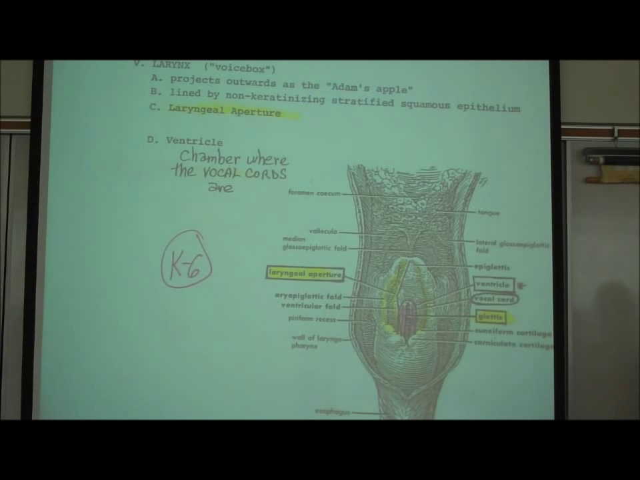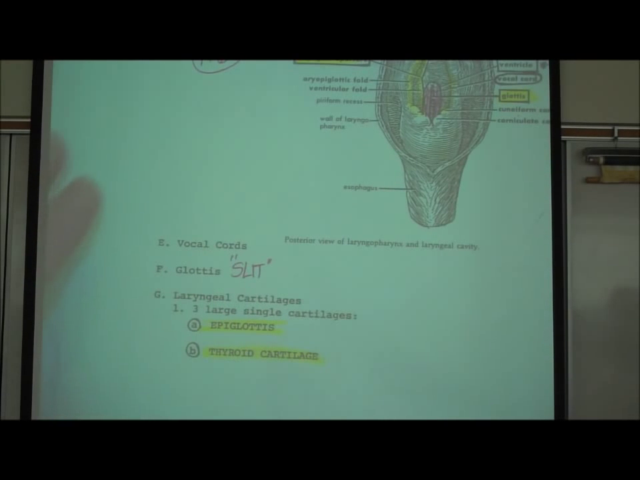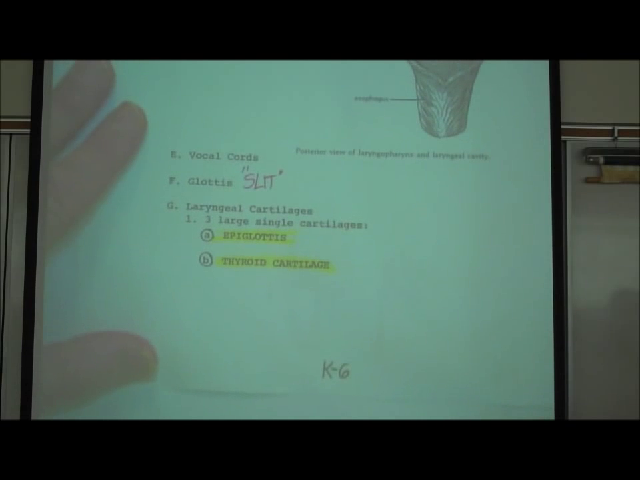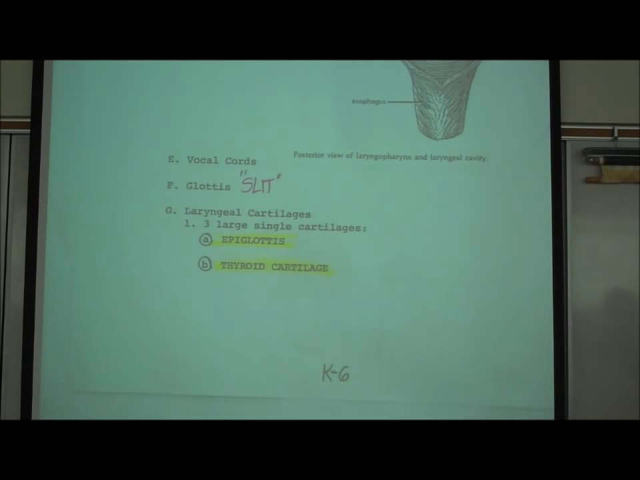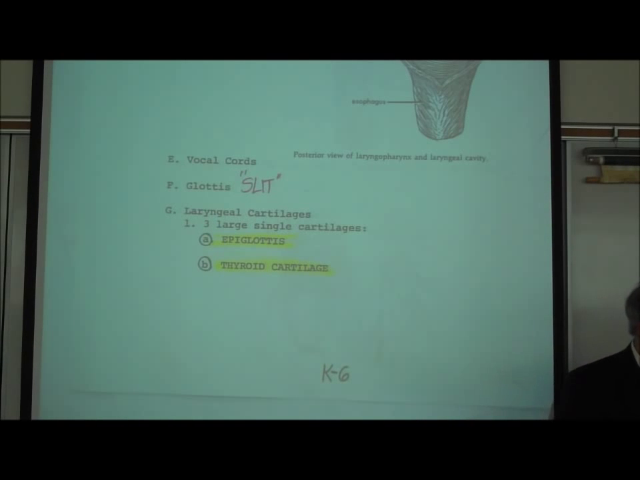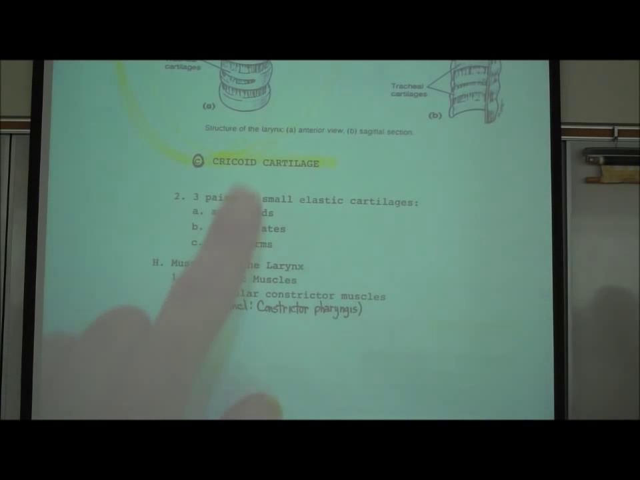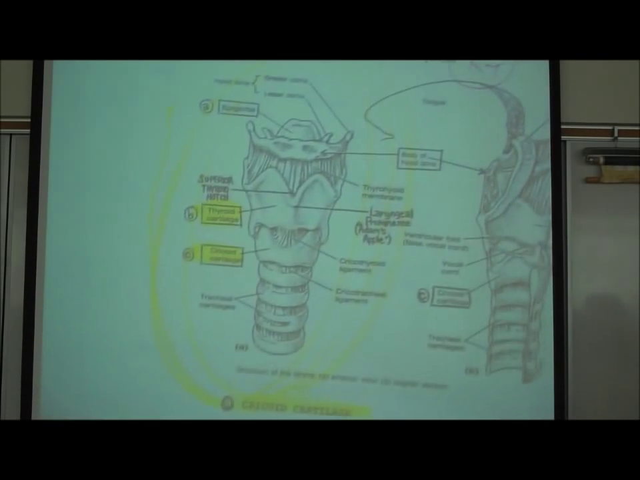Apex means the tip. So there's the apex of the heart and the apex of your tongue and the apex of a tooth. The vocal cords we've mentioned, the glottis slit, and I mentioned that the larynx is made up of cartilage. There are actually 3 large cartilages that are associated with the larynx. There is the epiglottis, the thyroid cartilage, and on page K7, below the picture, there is the cricoid cartilage. And you've got a picture that shows this very nicely right here.